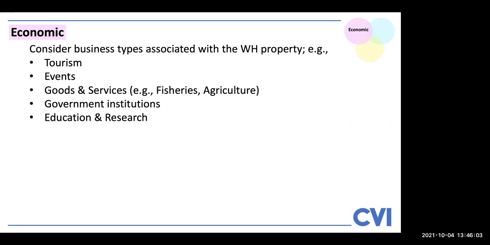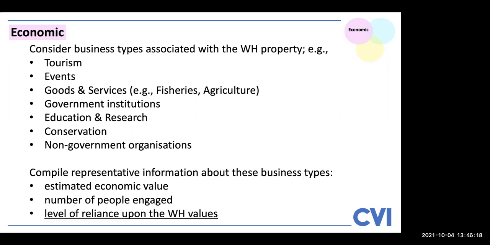For the economics, as I mentioned, we consider the business types that are associated with the World Heritage property. And some broad examples of these business types might be in the areas of tourism or specific events, festivals, if you like, goods and services provided by the property, government institutions or education and research sectors. And conservation and non-government organisations also contribute to the economic value associated with the property.